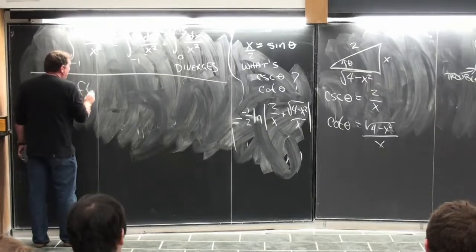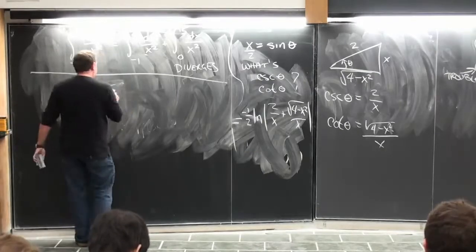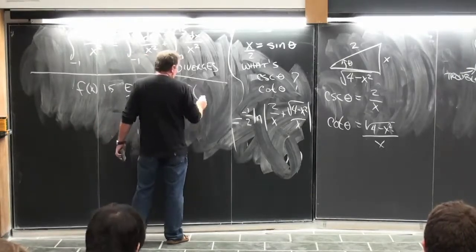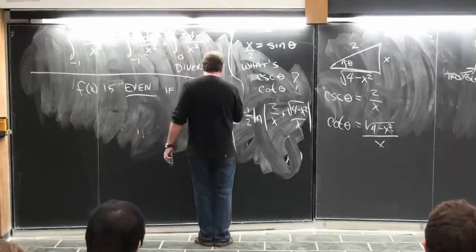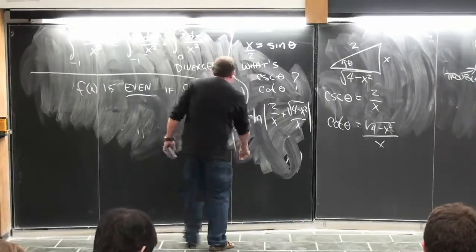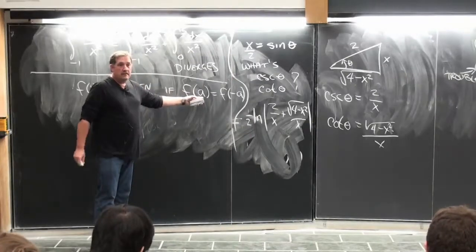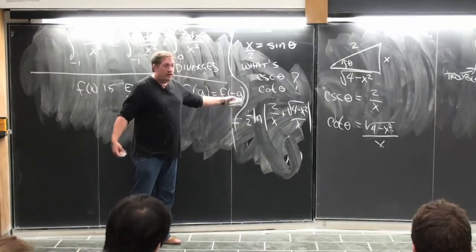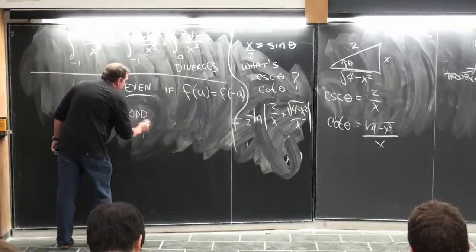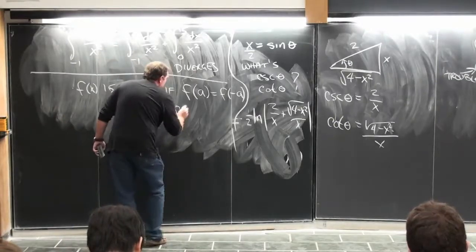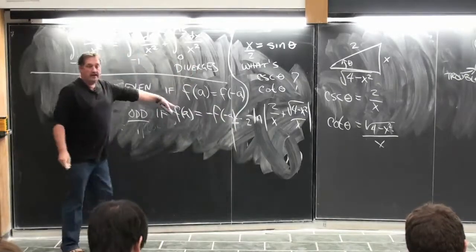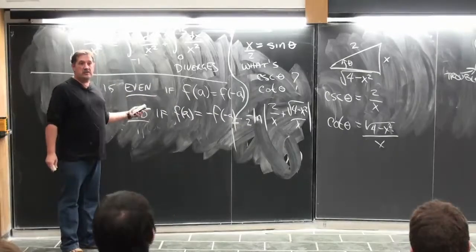So, f of x is even. So this is the definition. If f of a, let me use a instead of x, is the same as f of minus a. So if you just plug in a negative thing, and the negatives all go away, then it's even. It's odd if f of a equals minus f of minus a. So if you plug in the negative sign and you can factor it out and it just changes the sign, then it's odd.